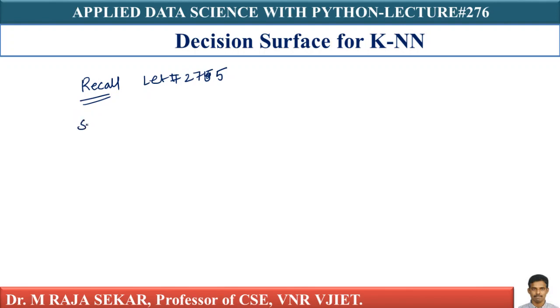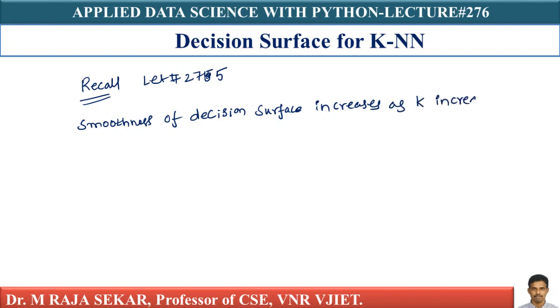the smoothness of decision surface increases as k increases, isn't it? That's what I discussed in my previous lecture, that is in lecture number 275. Now let's take an extreme case.